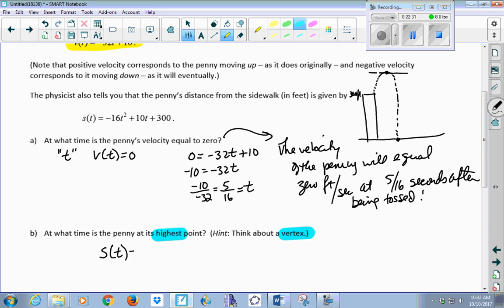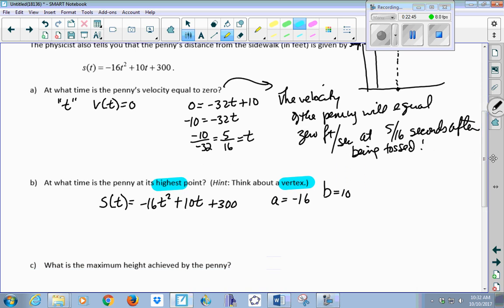S of t, perfect. It's in my general form that I'm used to seeing. So I can identify A is negative 16 and B is 10. So now I can find the value of my vertex, my 2 coordinates. So the t coordinate is going to be the opposite of B over 2A. And that's negative 10 over negative 32. Lo and behold, that's 5/16. Exactly the same time as the answer to A, both 5/16. So that just tells me the time that I reach my maximum distance above the ground.